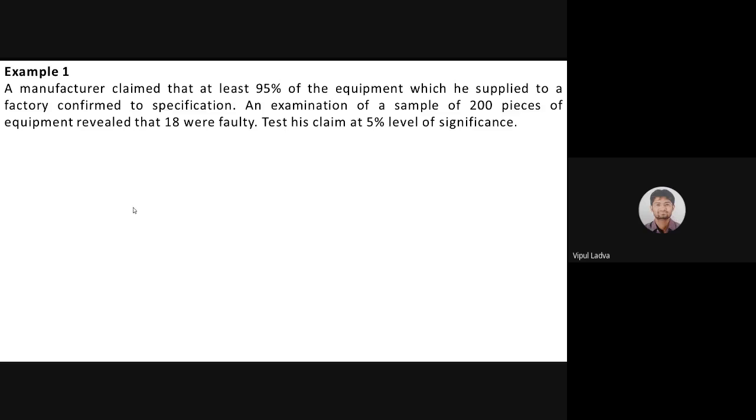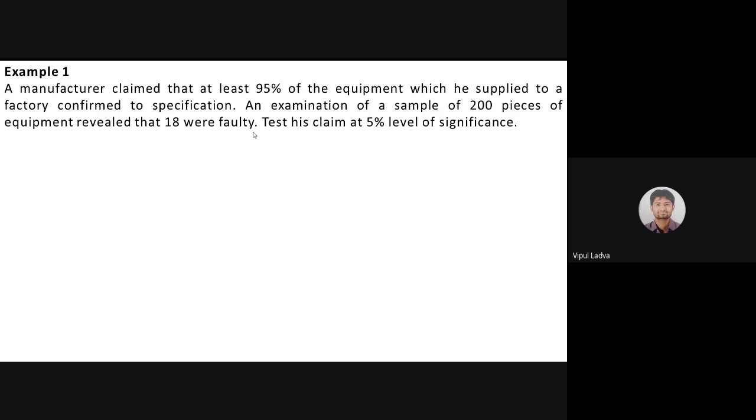Now we are ready to deal with our first example related to the first test. What it says: a manufacturer claimed that at least 95% of the equipment which he supplied to the factory conform to the specification. An examination of a sample. Who will do this examination? That factory owner. Examination of a sample of 200 pieces of the equipment revealed that 18 were faulty.